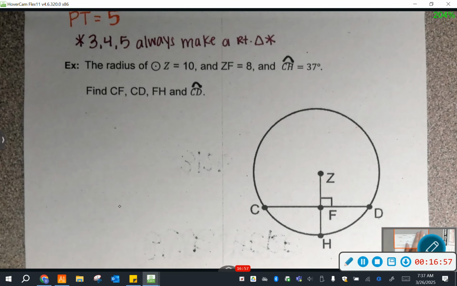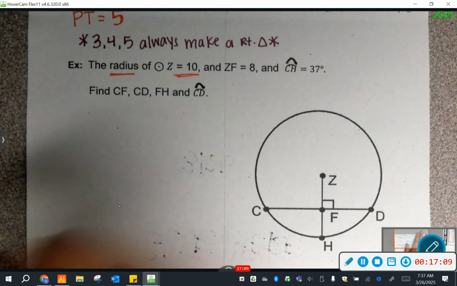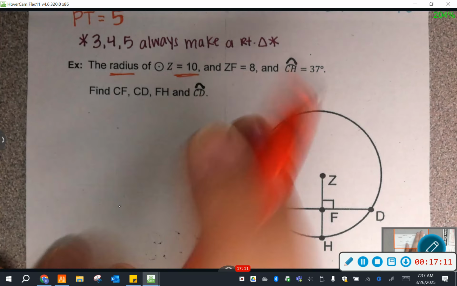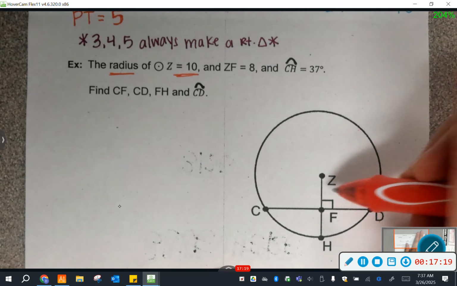Last question. It says the radius of circle Z is 10. Where can I put a 10 here? Z? Nope, it's the radius of circle Z is 10. Oh, F to D? Nope, that's not a radius. Okay, F to H? Or B to Z? Z to H is 10.